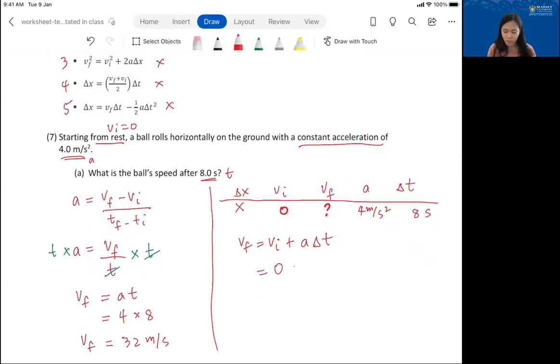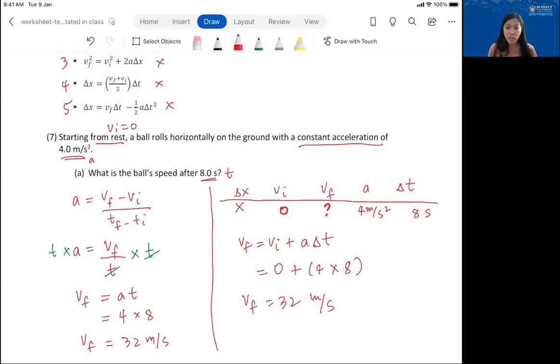VI is 0. A is 4. And time is 8. You should get the same answer for VF. So in questions, if you go to the practice test, you'll find a question like this, which says identify the variables that are given, identify the information that's given in the problem.